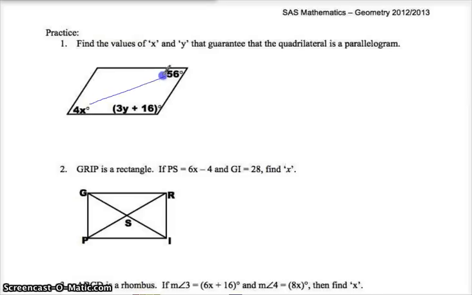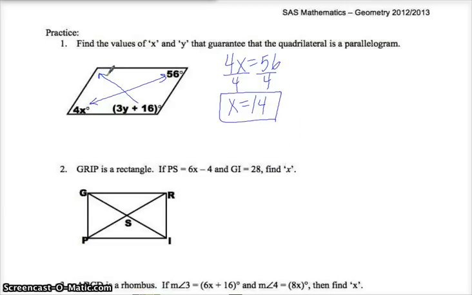Okay, so what do we know if this is a parallelogram? We know that opposite angles are congruent to each other. So I see that 4x equals 56. So I divide each side by 4, so 56 divided by 4 is 14, so I can see that x equals 14. Okay, well here the opposite angle doesn't exist.